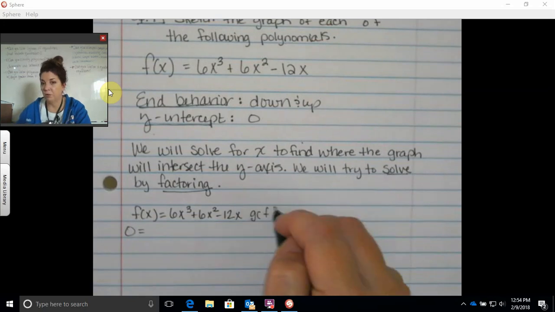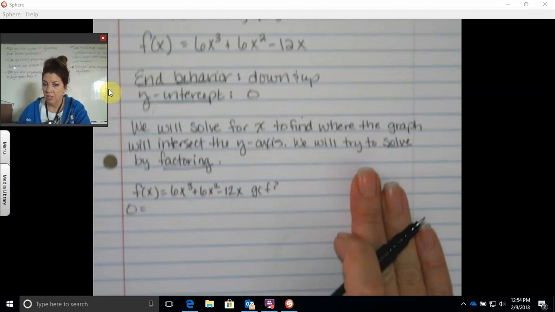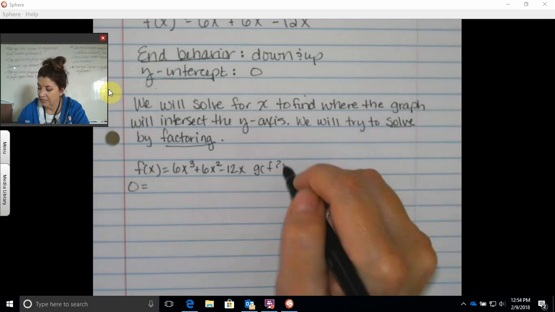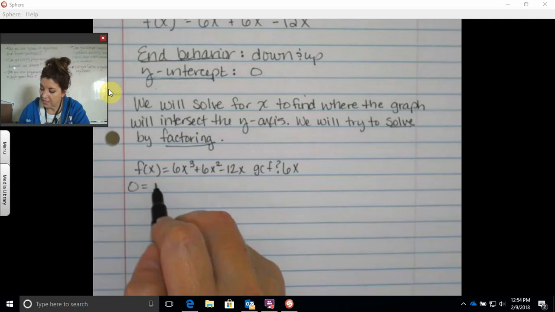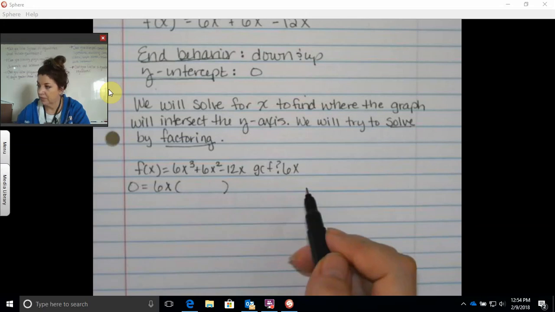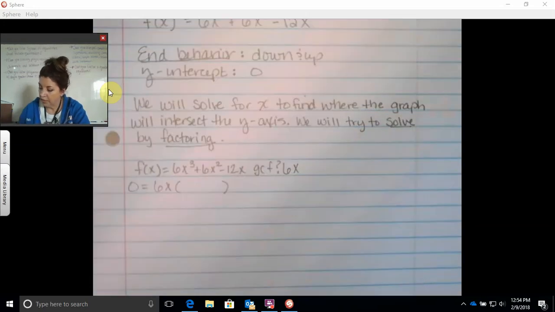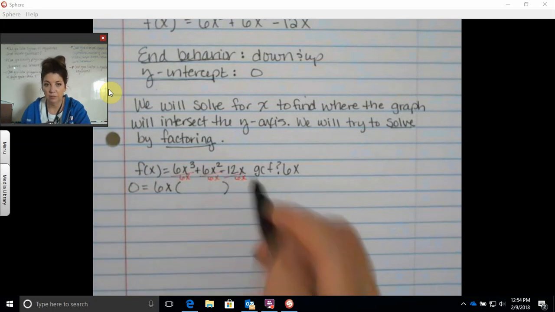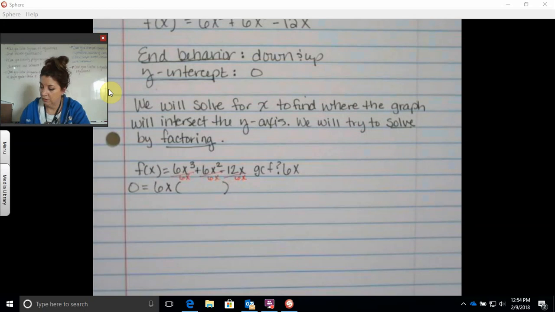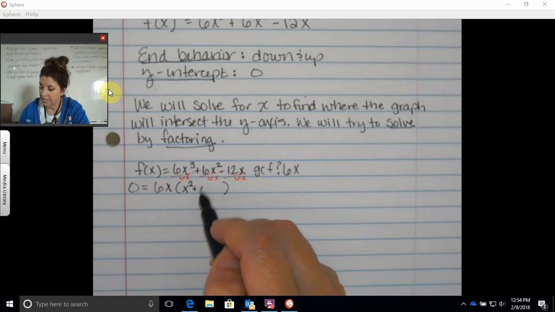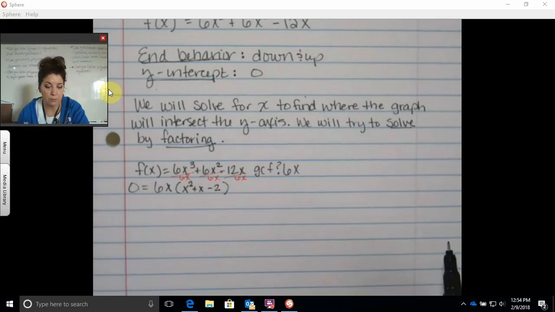And give yourself some room over here on the right because we're going to draw a graph over there. What's our GCF? 6x. So we're going to factor out a 6x. Should have given myself a little more room. We're going to divide each term by the GCF. x squared. 1x squared, or can I just say x squared? You just say x squared. x squared plus x minus 2. Boom.